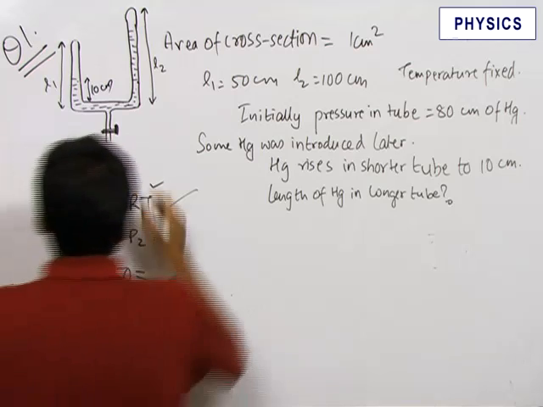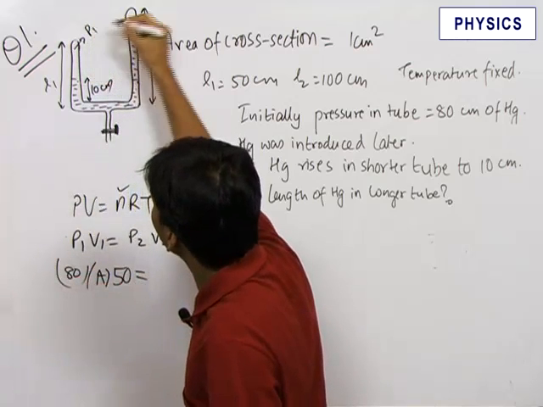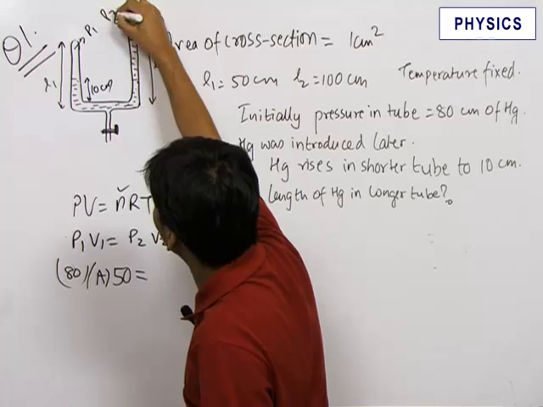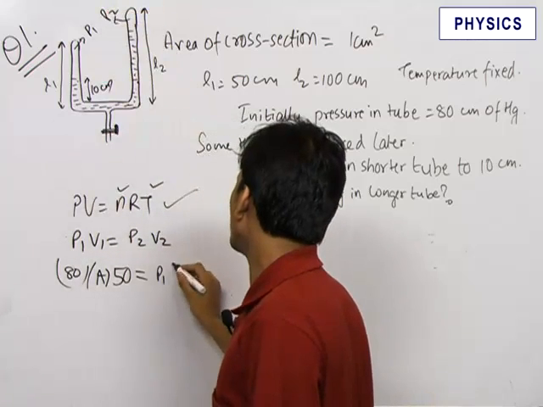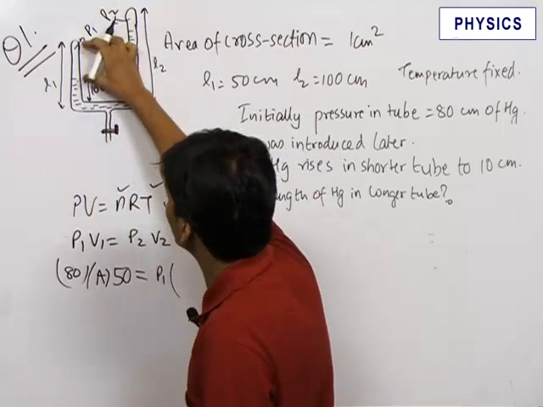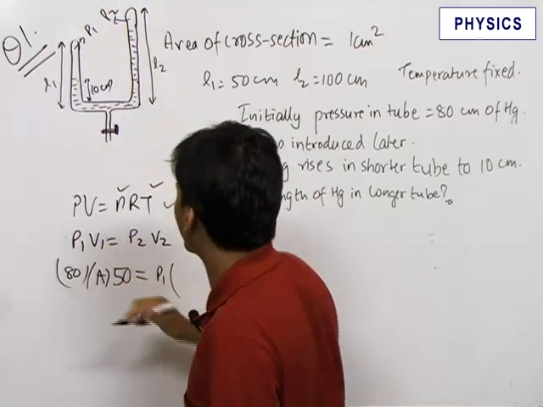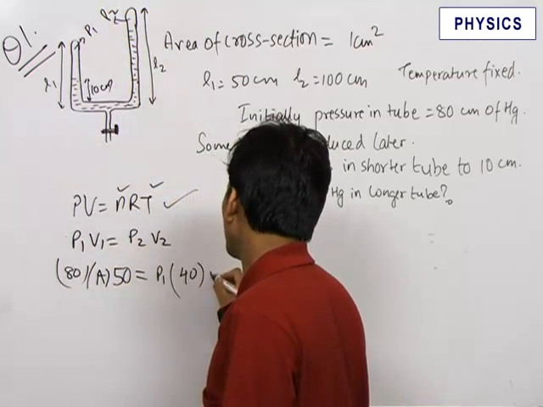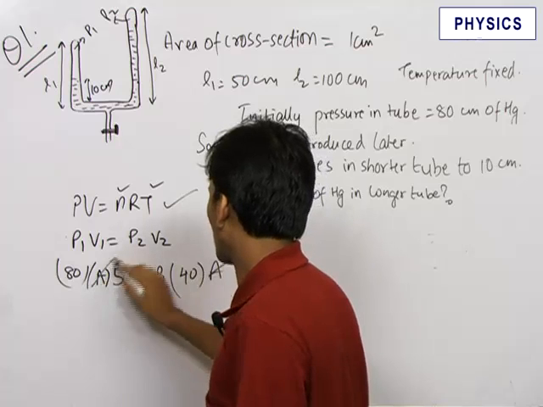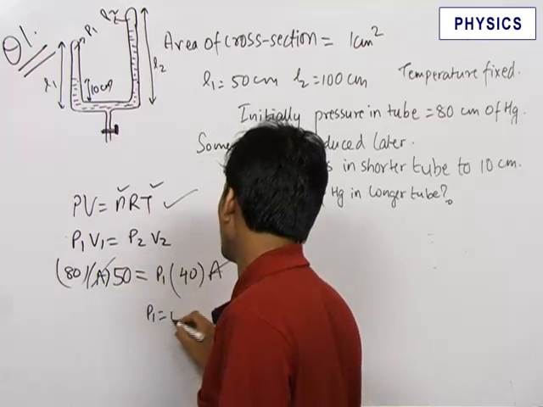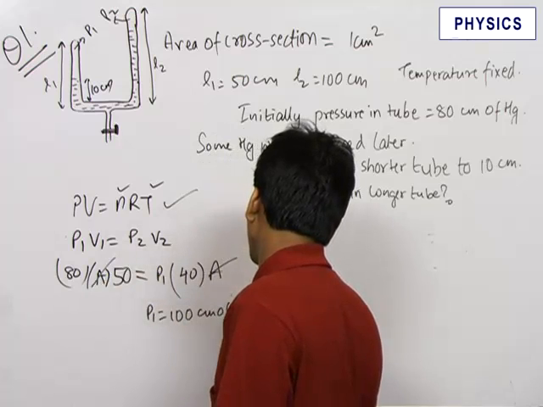L1 was the initial length, which was equal to 50, and this is equal to the final pressure, let that be P1, into the length. The length is 10, so the remaining length is 40 centimeters, so 40 into A. On solving this, we get P1 = 100 centimeters of mercury.